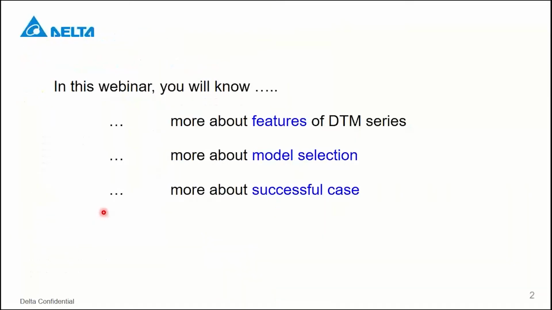Okay, so in this webinar, there are some topics. You will know more about the features of the DTM. DTM is the name of the Delta temperature controller, the M series. And then you will know more about the model selection. I think this is very important, especially for the new product. And then it's more about the successful cases.